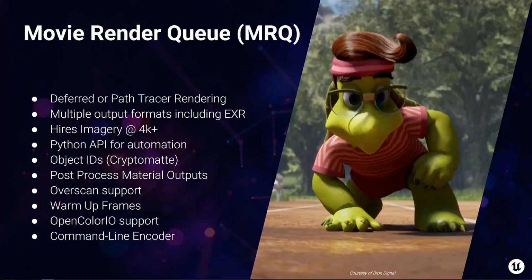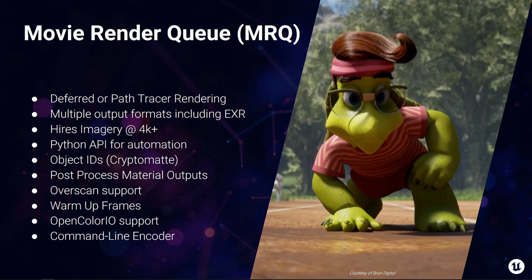So this brings us to Movie Render Queue. This is where we're actually creating imagery out of the engine. MRQ is Unreal Engine's image sequence and movie rendering solution, and it's built for rendering high quality imagery. It's extensible and it can be integrated into our production pipelines.